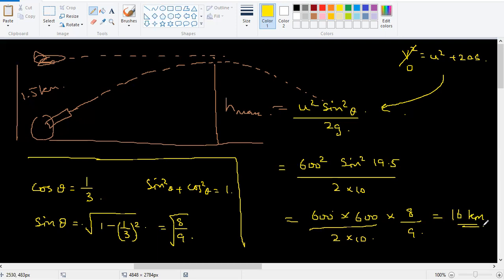So you see he's flying very, very low here at 1.5 kilometers. Only if he goes up to a height of 16 kilometers, he can miss all this missile guy. Otherwise, there is a possibility that this missile will hit the plane. Any questions, any doubts? So basically, we are applying the projectile motion concepts into real life problems.